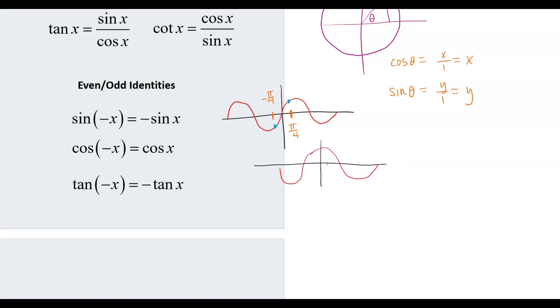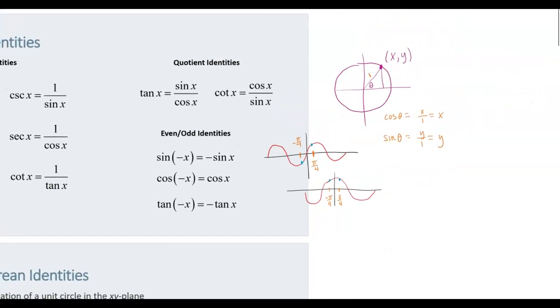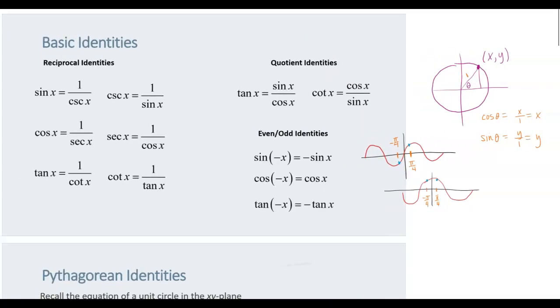If I were to look at, say, pi over 4 versus negative pi over 4, the output values are going to be the same. The only functions that are even are cosine and therefore secant, and the other four are all odd.